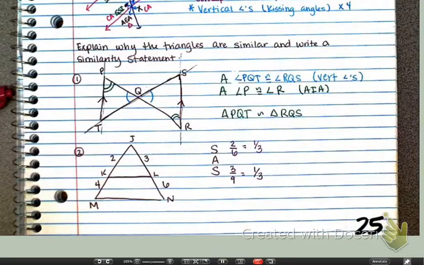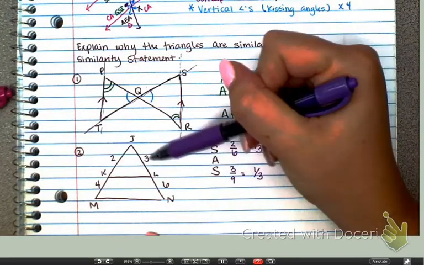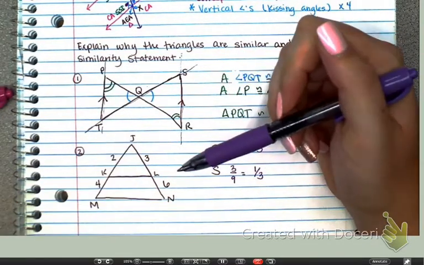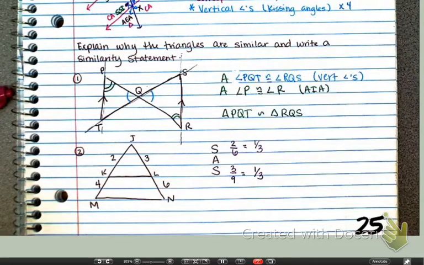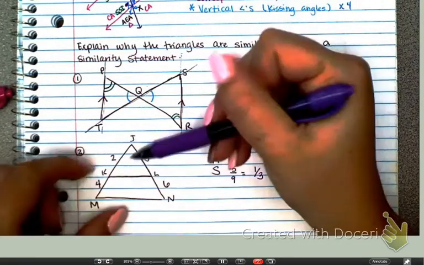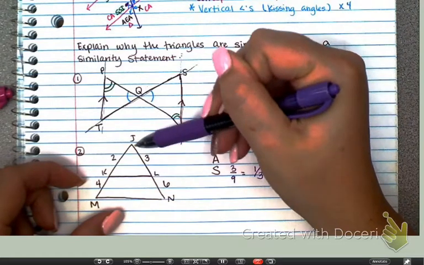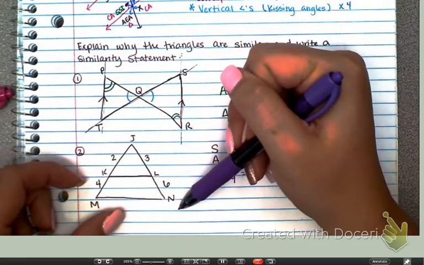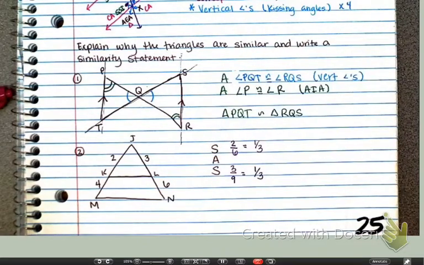Okay, so we have our two sides. Where'd I get the 9 from? The whole thing, 3 plus 6 gives me 9. That's why I say we want to compare the small triangle to the big triangle. Okay, so here's my small triangle, which is 3. The big triangle is this whole thing, which is 9. So I have my two sides. I need to figure out an angle.